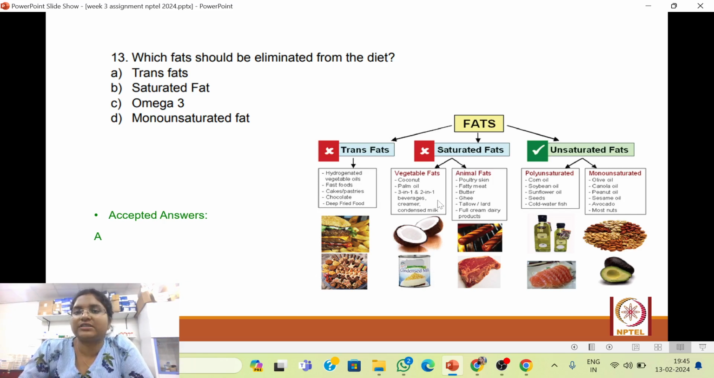Even saturated fats are not good as well. Saturated fats are present in coconut oil, palm oil, cream, condensed milk, and also in poultry skin, fatty meats, butter, ghee, and full cream dairy products. So, what are the good sources of fats? They are unsaturated fats, polyunsaturated fats, and monounsaturated fats. The sources of these unsaturated fats, for example, are olive oil, peanut oil, sesame oil, avocado, nuts, etc. You can consume all these for getting the unsaturated fats.